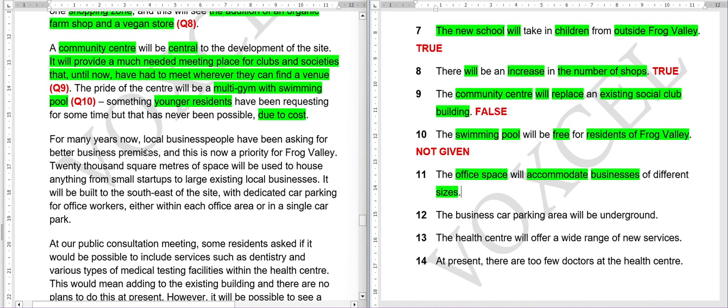For many years now, local business people have been asking for better business premises, and this is now a priority for Frog Valley. So this is something about business people. 20,000 square meters of space will be used to house anything from small startups to large existing local businesses. So here they're talking about the space and the type of businesses. It will be built to the southeast of the site with dedicated car parking for office workers, either within each office area or a single car park. Okay, that's different. So this is our location, and you have some time to tell me the answer. Your time starts now.